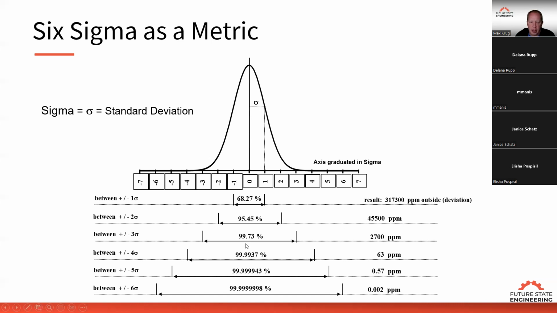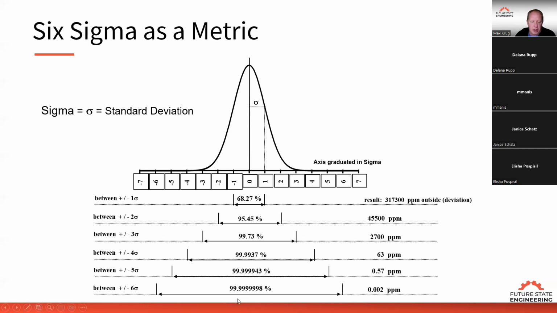Now, as I move down the Sigma levels, when I get to 6 Sigma, that means we've got 0.002 parts per million, right? So if I move that decimal point, that means if I run 1 million parts, I'm going to have less than 1 that's defective. That's 6 Sigma. So that's having the process extremely, extremely tight, okay?